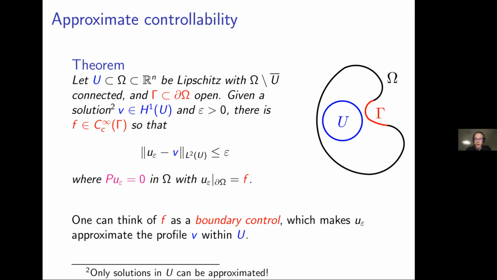And it's a fact that this profile v that you can approximate in U actually has to be a solution of the equation. It's very easy to see that if you have a limit of global solutions, then that limit also has to be a solution. And this is a kind of restriction of classical second order PDE. And this is going to be different in the fractional case. Okay, but anyway, at least to some extent, we can control solutions in subdomains by using some boundary controls. So what can one do with this idea, for instance, in the Calderon problem?